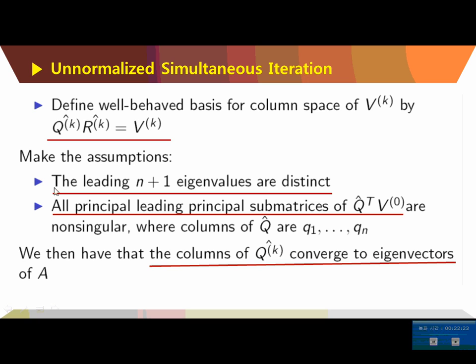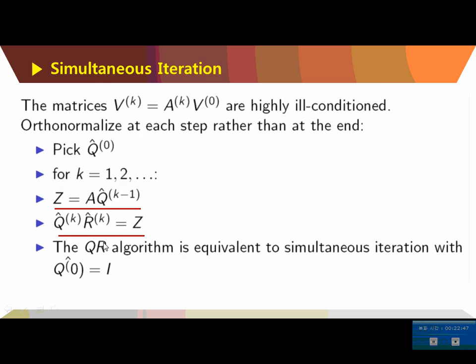Then, with the assumption that the leading n plus 1 eigenvalues are distinct, and all leading principal submatrices of A are non-singular, where the columns of Q hat are the Qi's, then we have that the columns of the Qk hat converge to the eigenvectors of A. Actually, this is what I said already.